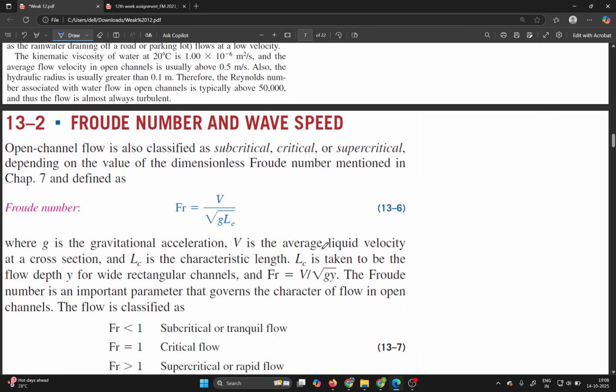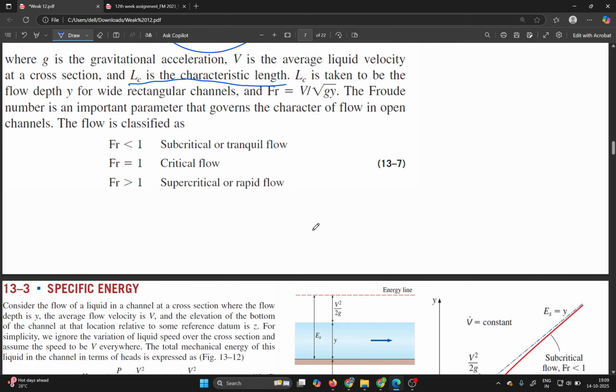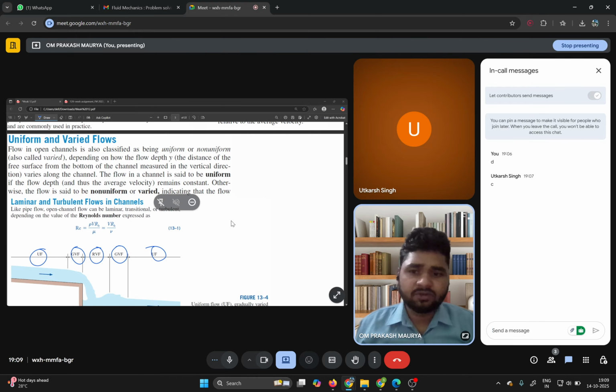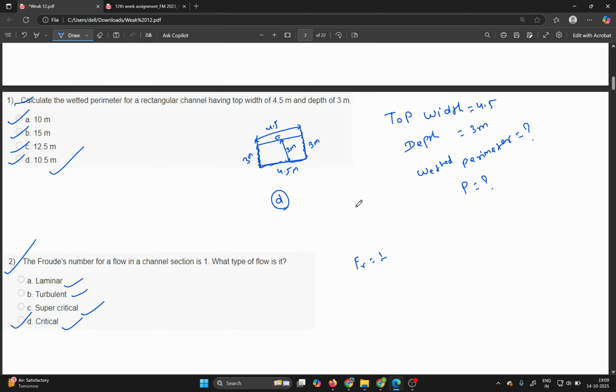Okay, so this is your Froude number. Froude number is nothing but V by root g Lc, where Lc is the characteristic length. Remember please. Here you can see if the Froude number is less than 1, it is subcritical or tranquil flow, as you know already. If Fr is equal to 1, this is critical flow. If Fr is greater than 1, then it is supercritical and rapid flow. So the question was about Fr equal to 1, then it will be critical flow. Your answer was, I think, supercritical. So remember please, option D will be correct here. Okay, sir.